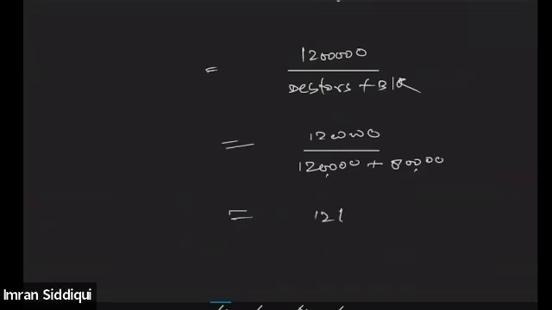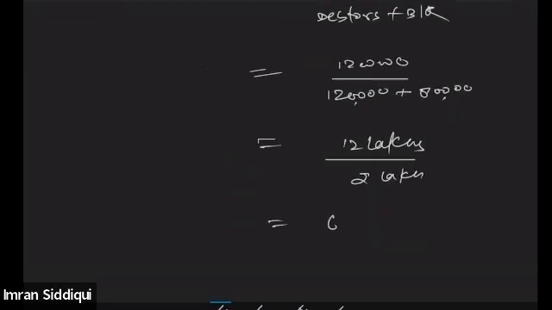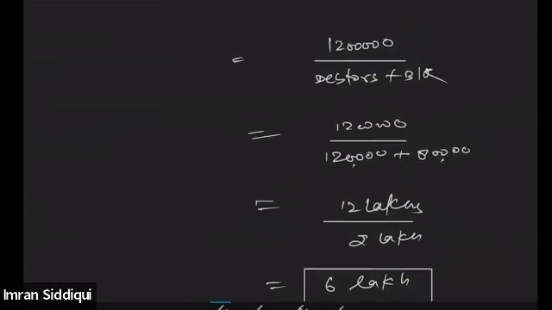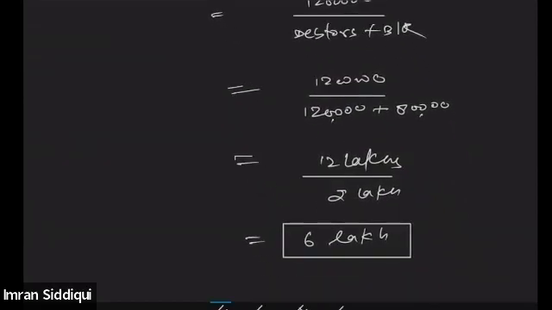So 12 lakhs divided by 2 lakhs. Answer will be 6 lakhs. Acha, I think you got confused because the closing trade receivable is not given in the question. So you thought you might have divided the 2 lakh by 2 to find out the average trade receivable. Right now, I think that is what you must have done.